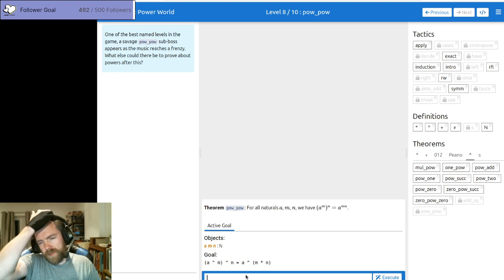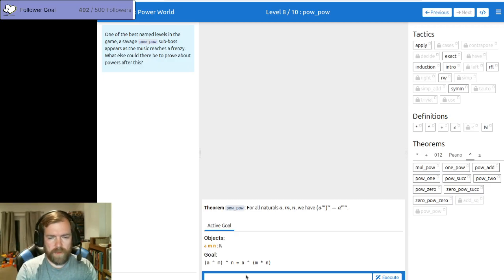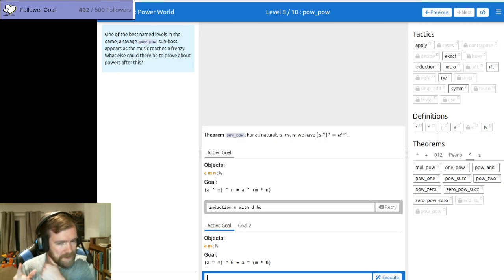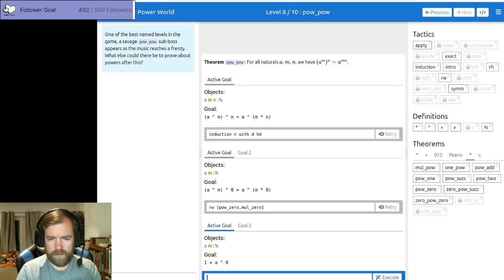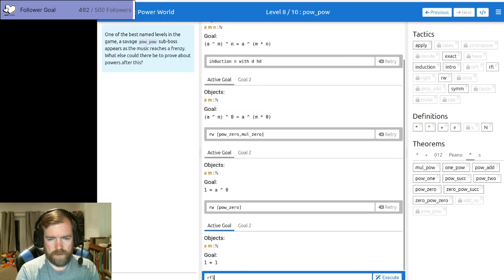Alright, raising a power to another power. Alright, induction on n. So we're going to rewrite with power zero and also multiply by zero. This is also going to be a rewrite of pow_zero. Reflexive.